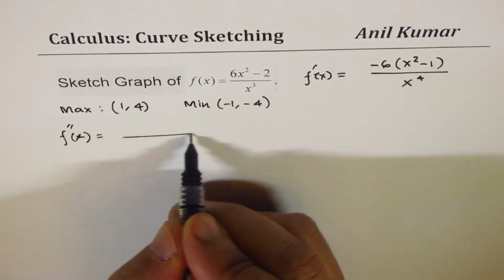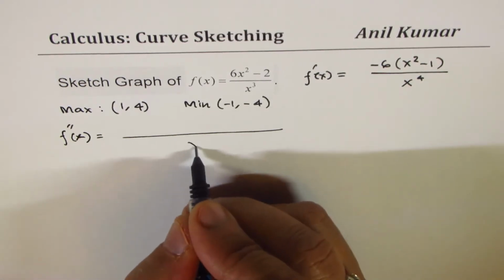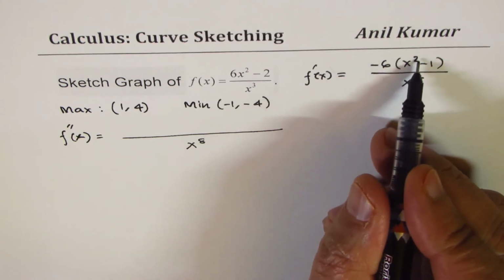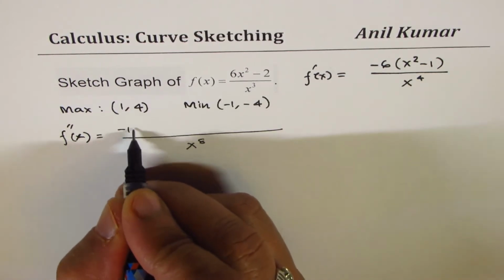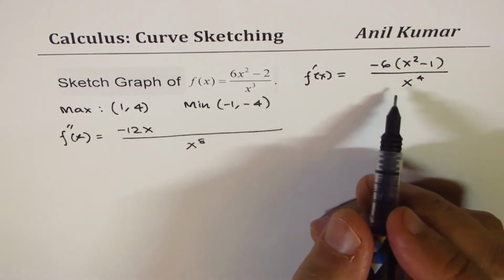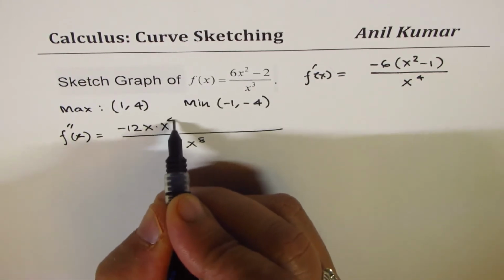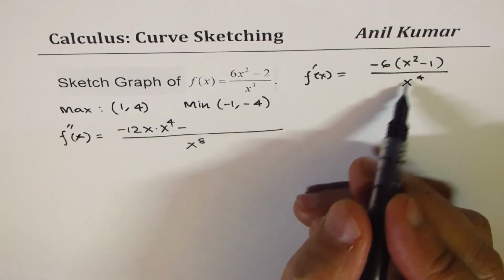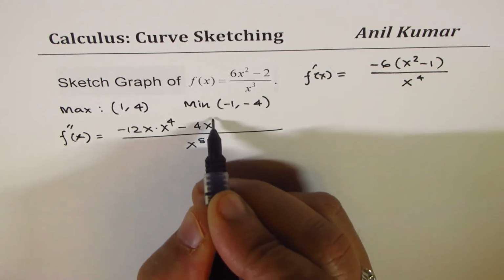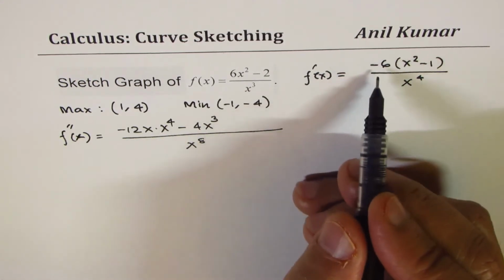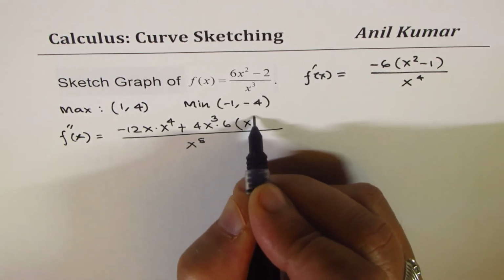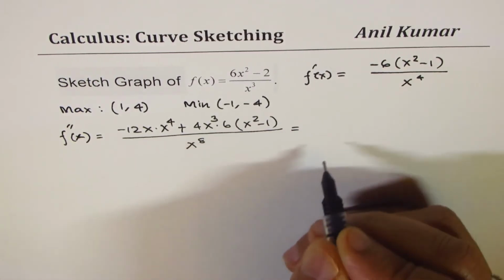So we'll again apply the quotient rule. So we get x to the power of 8. Derivative of this portion is minus 12x, and here we get x to the power of 4 minus derivative of x cubed, x to the power of 4 is 4 x cubed, times all this. Minus and minus makes it plus. We have times 6 times x squared minus 1, right?